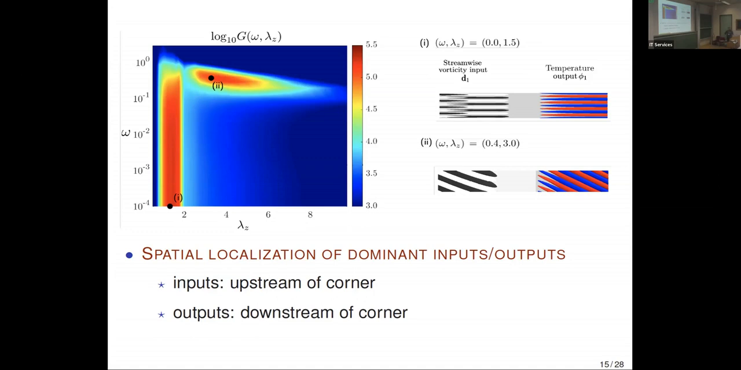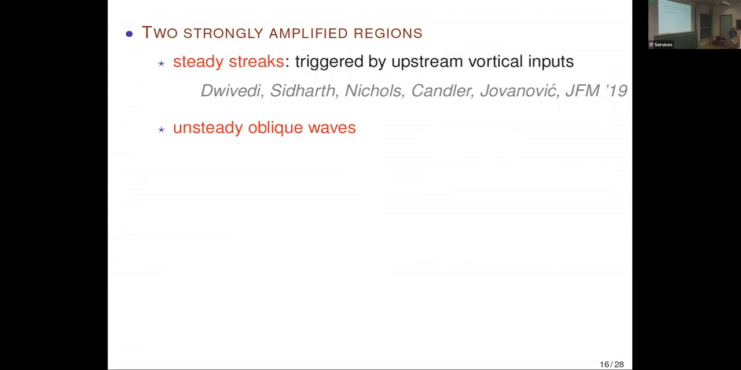This is what resolvent analysis tells you. If you want to trigger this flow at the level of linearized dynamics most effectively, you should force in the region which is upstream of the corner, and your flow is going to respond downstream of the corner, okay? This is what we concluded so far. And again, summary of what I just told you is listed here. We identified 2 strongly amplified regions, the one that corresponds to steady streamwise streaks, which are triggered by upstream vortical inputs, and another one that is corresponding to unsteady oblique waves.